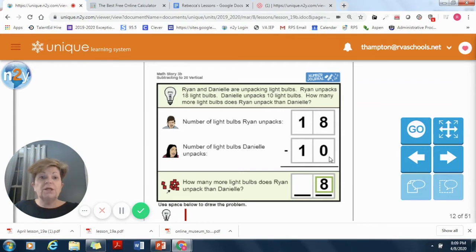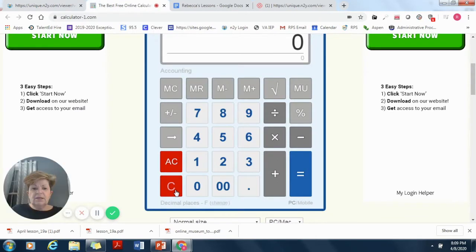Okay? Now, we can always go and we can double check on our calculator, right? So we can clear it. No matter if it says 0, we can clear it. We can put in 18 minus what? 18 minus 8? No, not 8. 18 minus 10. 18 minus 10 equals 8. Very good.